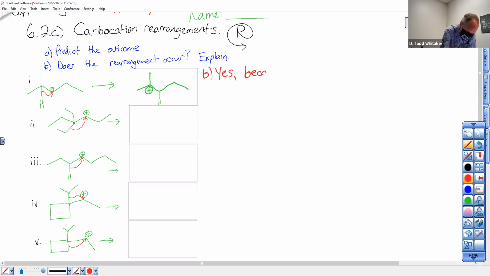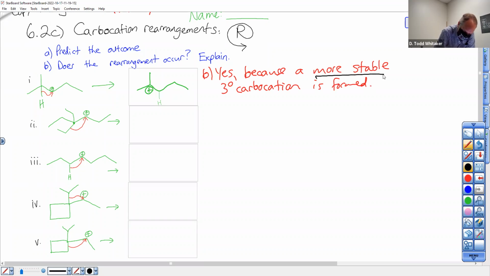Because a more stable tertiary carbocation is formed. And the most important part of that sentence is just the more stable part. Okay, you started with secondary. This is secondary, and it became a more stable tertiary. So yes, this rearrangement will happen. And it's called, no surprise, hydrogen shift.